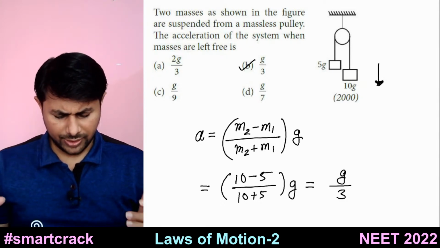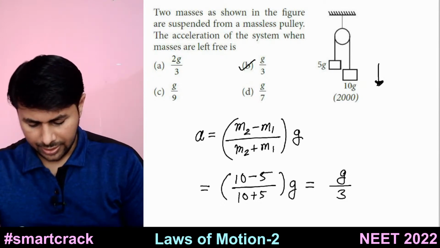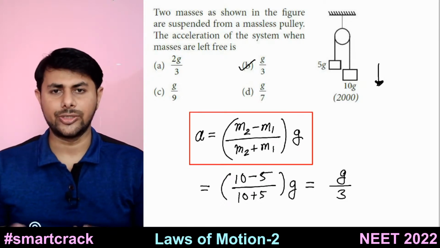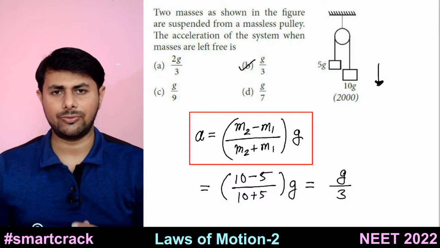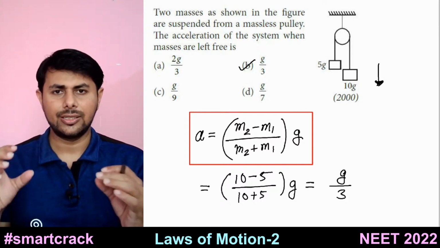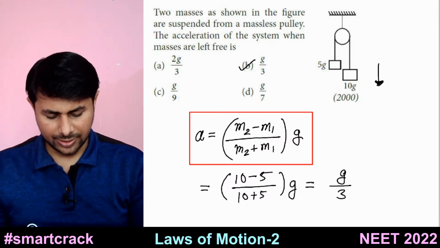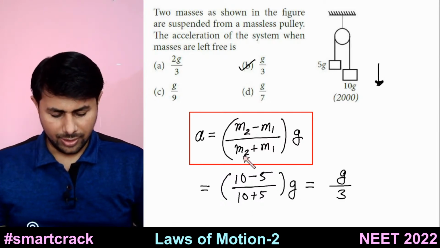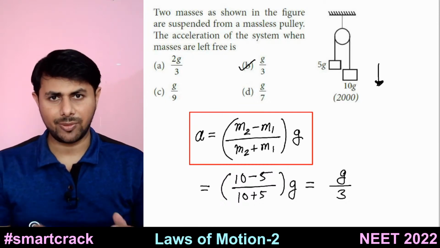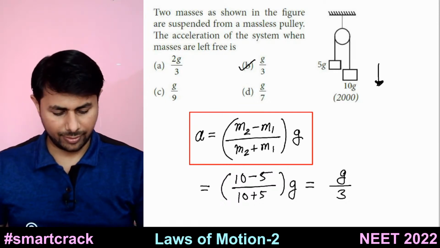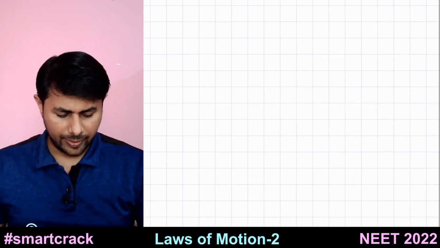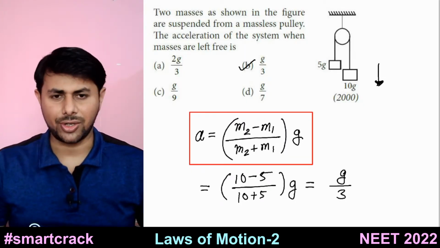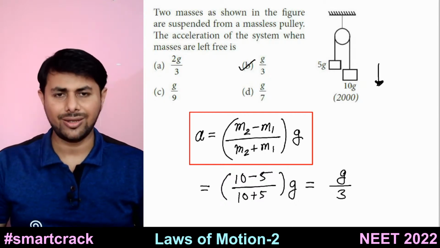Okay, so it's very simple, and as I told earlier, we should memorize this formula for Atwood's machine. Acceleration of Atwood's machine is equal to what? The greater mass minus the smaller mass, m2 minus m1, divided by the sum of the masses. Or you can say difference of masses divided by sum of the masses multiplied by g. It's very simple. And we finished all the problems that we wanted to cover today.